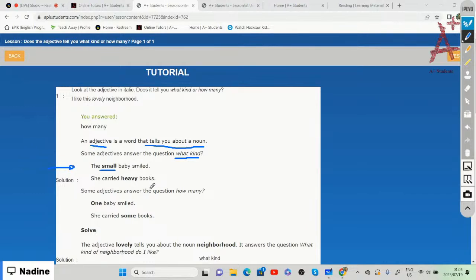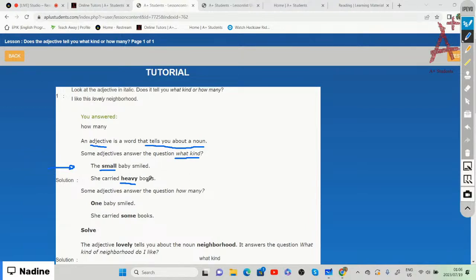She carried heavy books. We need to select the adjective within that sentence which tells us about the books, or what kind of books. So in this case, the adjective is heavy, right? Because heavy tells us what kind of books. So she carried heavy books. So heavy is the adjective that tells us what kind.